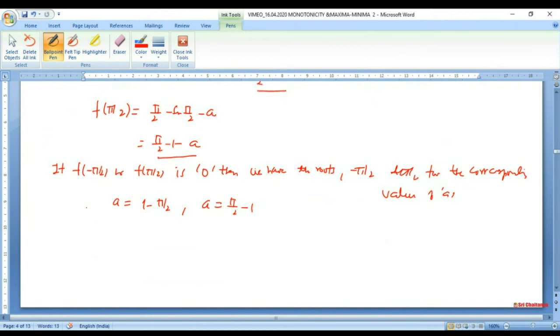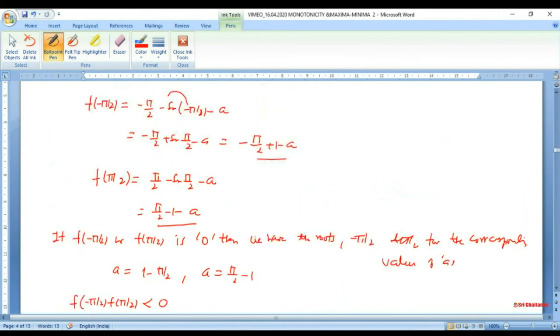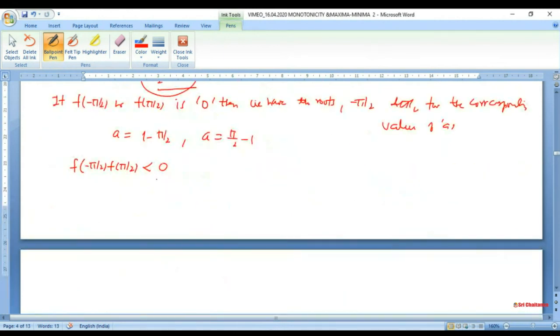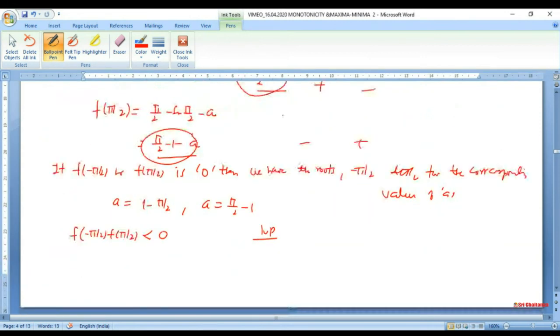If not, then by the intermediate value property, if I enforce f of negative pi by 2 times f of pi by 2 less than 0, it means one is positive and one is negative. It may be that this is positive and this is negative, or this is negative and this is positive, any possibility. So you're saying the product is negative, then they both must be of opposite sign, and then IVP tells you that between these two there must be a root. So f of minus pi by 2, I will write again, that is minus pi by 2 plus 1 minus a.